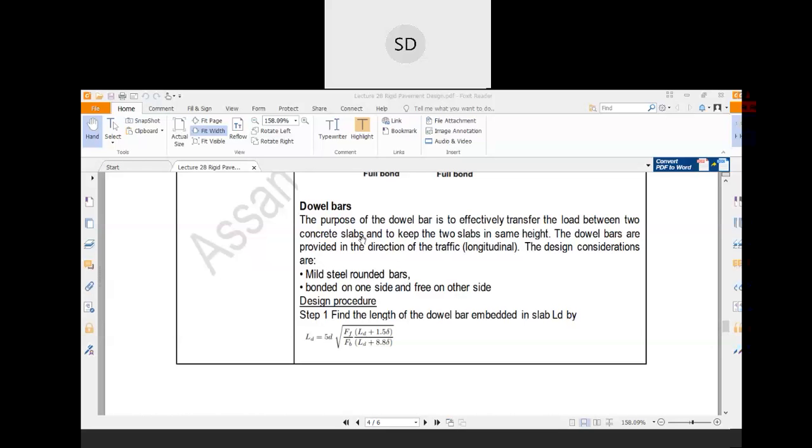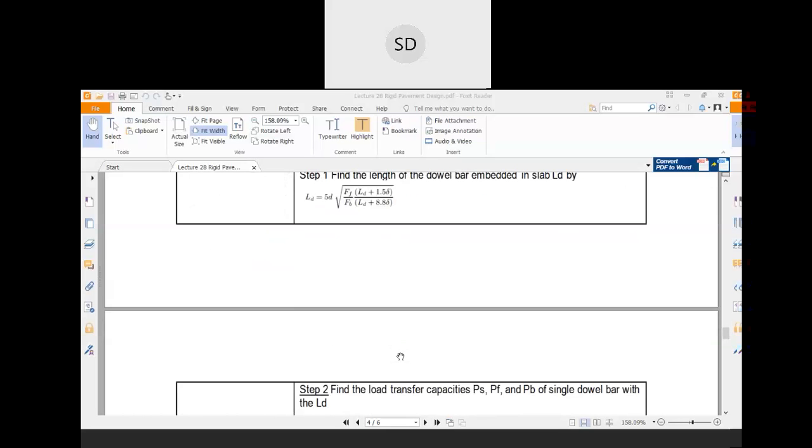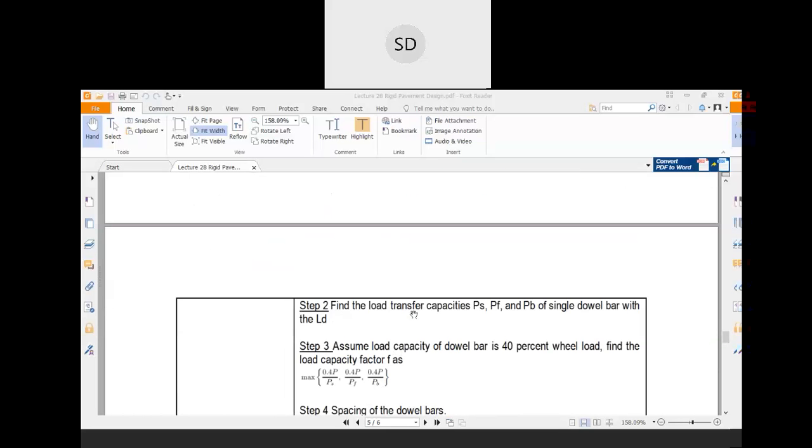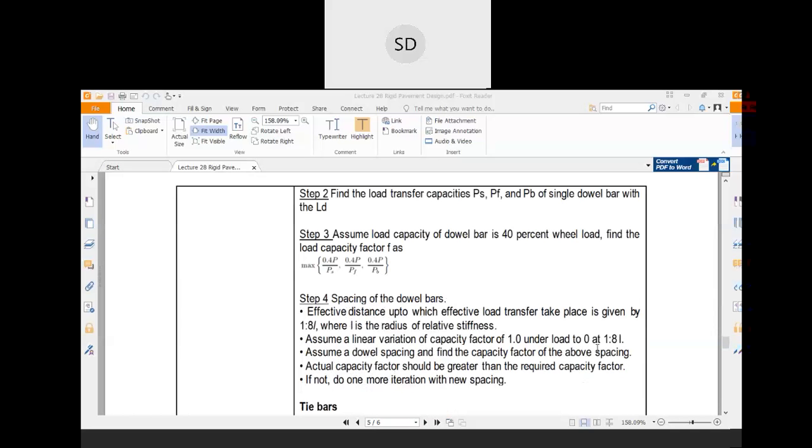So what are the design procedures for the dowel bars? First, you have to find out the length of the dowel bars using this formula. Step 2, find the load transfer capacities PS, PF and PP of a single dowel bar with the length LD. Step 3, assume the load capacity of the dowel bar is 40% of the wheel load. Whatever wheel load is there, you have to assume that 40% of the wheel load should be taken by the dowel bars. And step 4, you have to consider the spacing of the dowel bars.